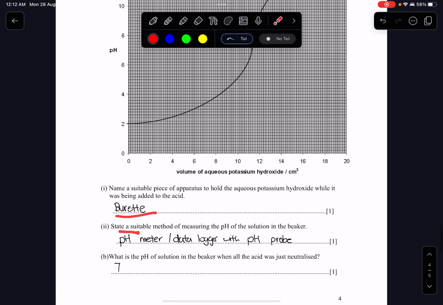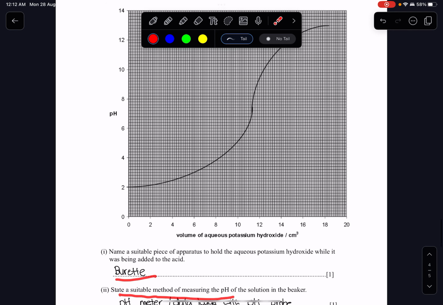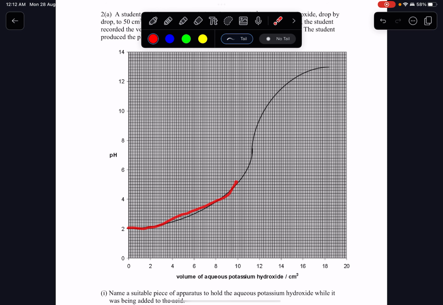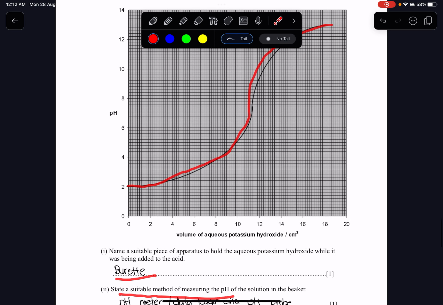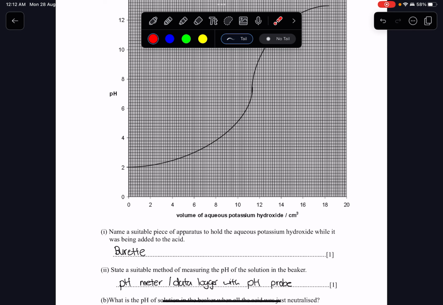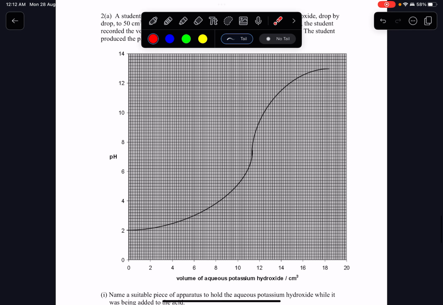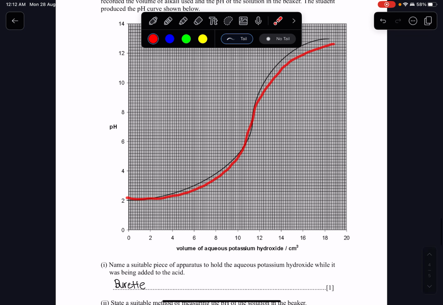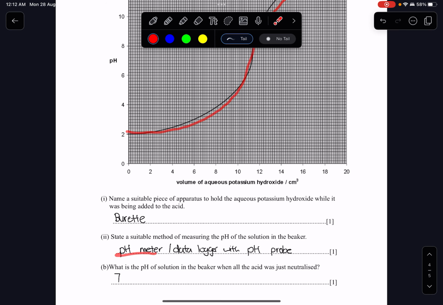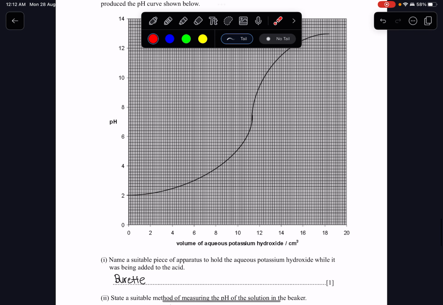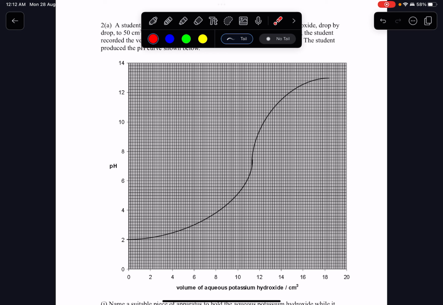Okay, part 2. State a suitable method for measuring the pH. Notice that the pH is constantly being measured throughout the experiment. Most of you wrote use an indicator or universal indicator and then check the color chart. It's not practical because the color will keep changing throughout the reaction. So the easiest way is to use a pH meter or data logger with a pH probe, which tracks changes in pH in real time. And then it will just display it digitally on the software on the graph.